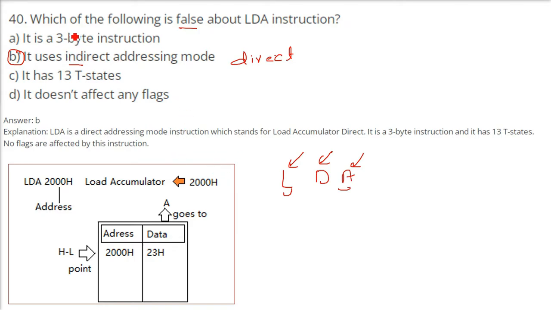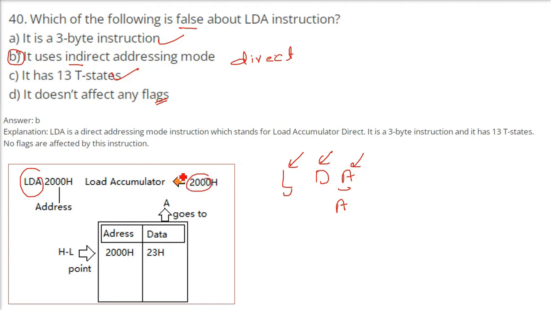And then it is actually a 3-byte instruction. That is correct. It uses 13 T states. That is also correct. And it doesn't affect any flags. That is also very true. So the only false option is that it uses indirect, because it actually uses the direct addressing mode.